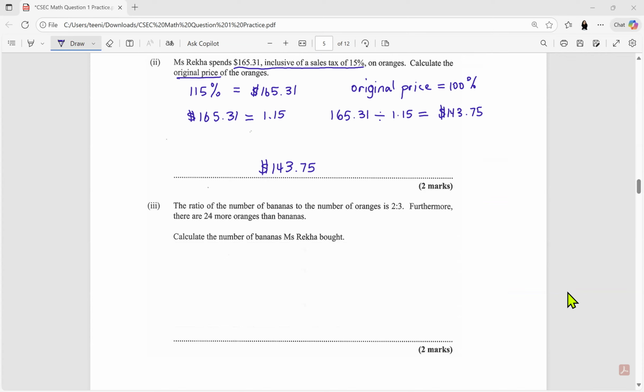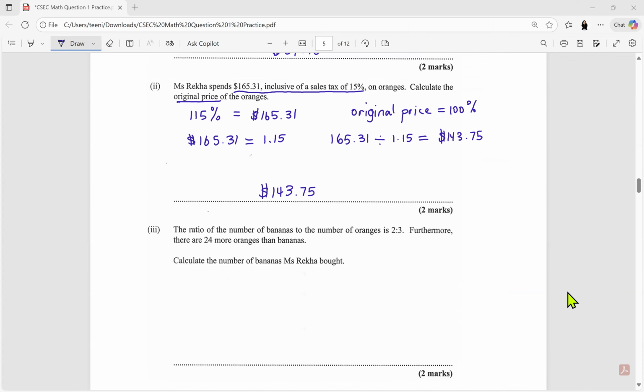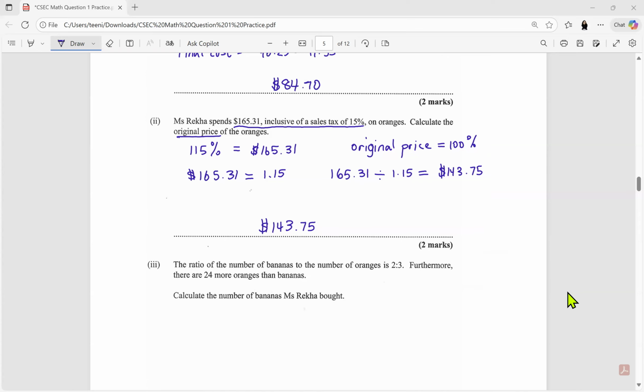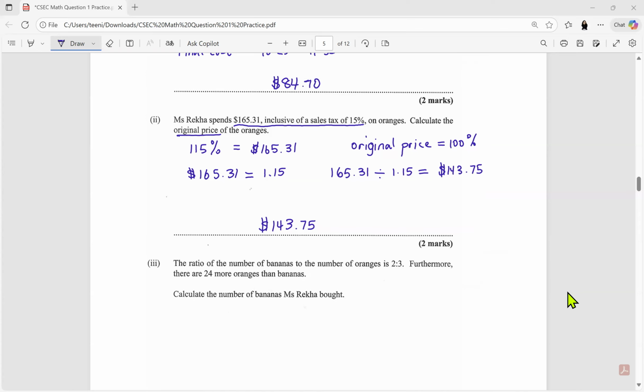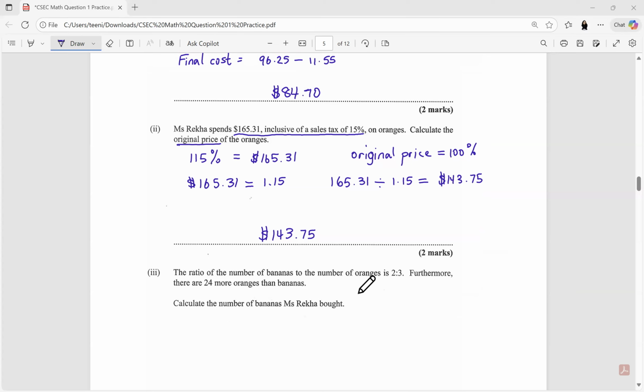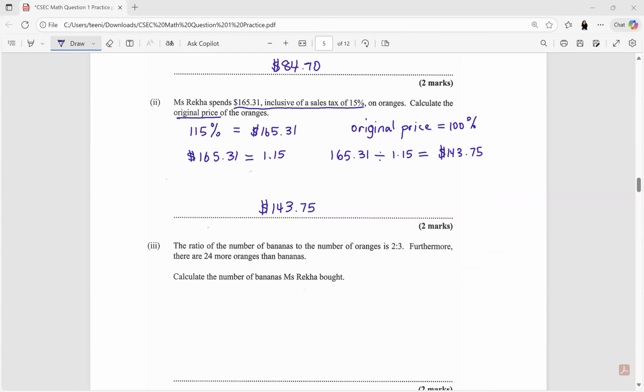All right, the ratio of the number of bananas to the number of oranges is 2 to 3. Furthermore, there are 24 more oranges than bananas. Calculate the number of bananas Miss Rika bought. So, all right, the ratio of the number of bananas to the number of oranges is 2 to 3. And there are 24 more oranges than bananas.